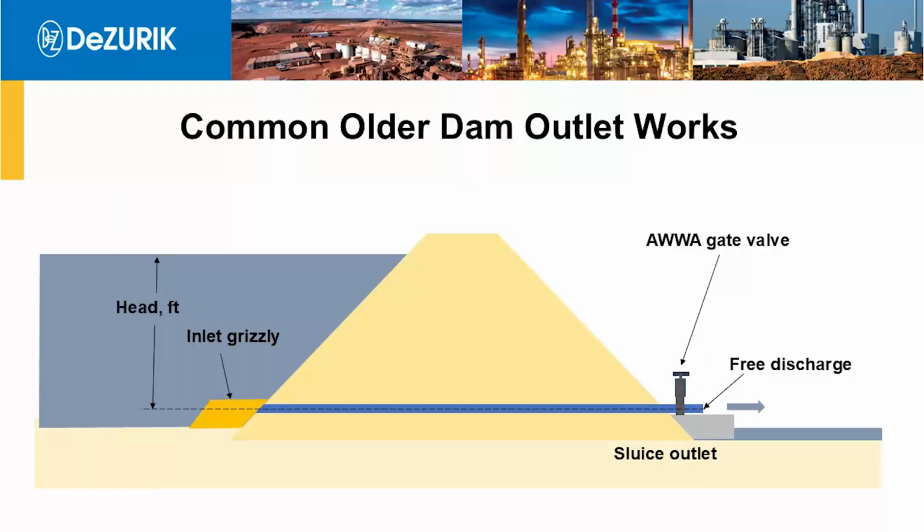So there's a lot of older dams, built in the 20s and 30s, that have this typical construction. The designers or builders put an uncontrolled inlet on it called a grizzly, basically just a bar rack, and then just a gate valve on the discharge. These were also called sluice outlets because they were installed so that if the reservoir silted up, they could occasionally open them and just sluice the sediment downstream.